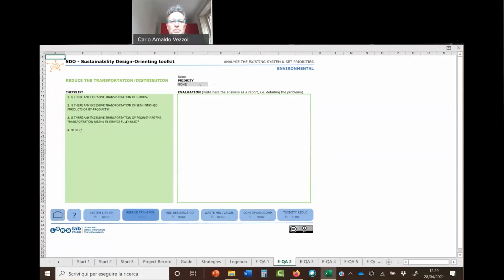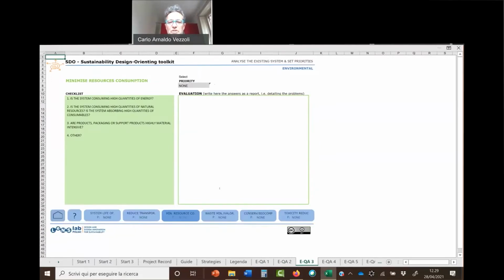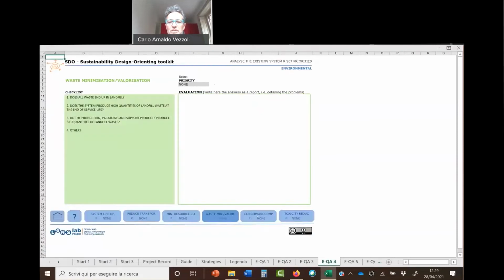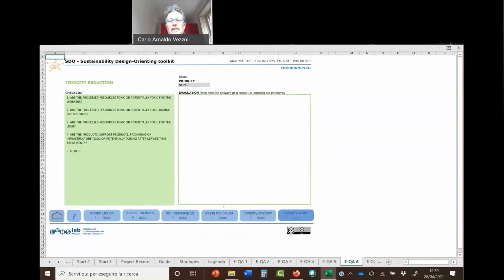Then I move to transportation. I have different checklists. Again, I can report the problem related to the transportation and so on for resource reduction, waste minimization, conservation, and so on. So indeed, you have a qualitative evaluation of the environmental problem of your system that is related to the different strategies for which you have to design.